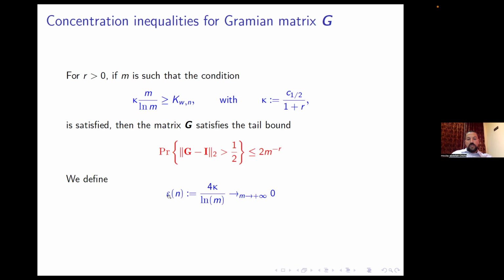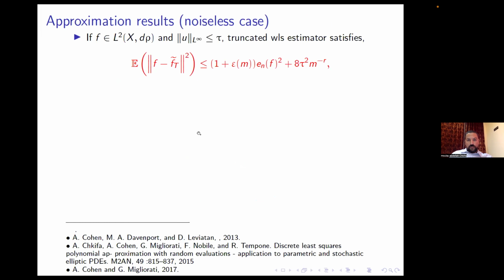For the next slide, let me define this quantity here, sorry, there is an M here, which will appear in convergence rates. Again, the good conditioning of the matrix G has implications on the accuracy and stability of the weighted least square scheme. The approximation results I'm giving here can be found in the same paper by Cohen, Davenport, Leviathan, or the paper by Cohen and Migliorati, or also my paper with Cohen, Nobile, and Migliorati. There are differences, but the idea is the same.